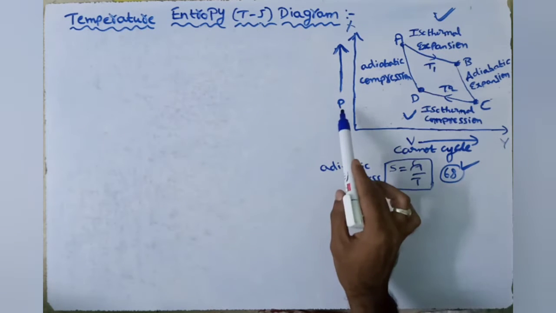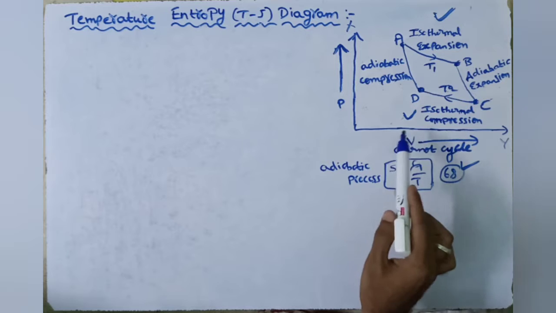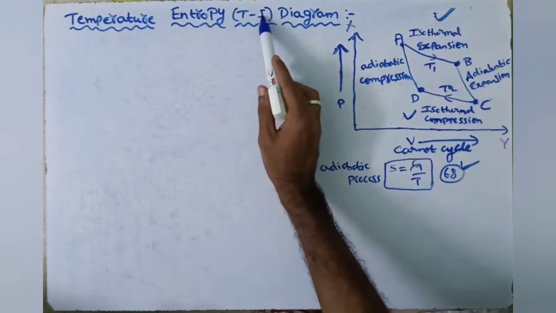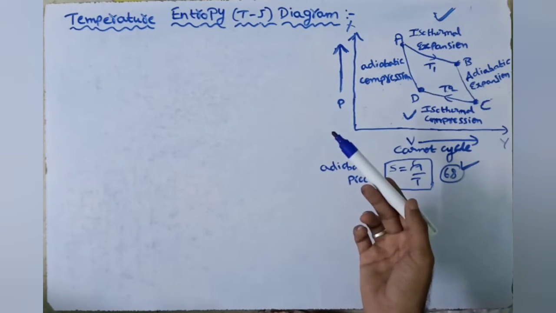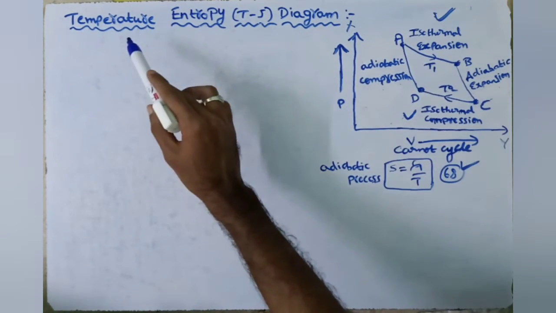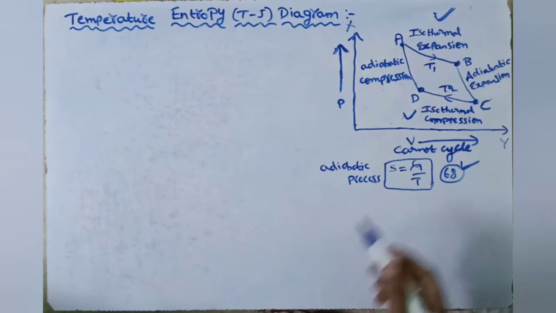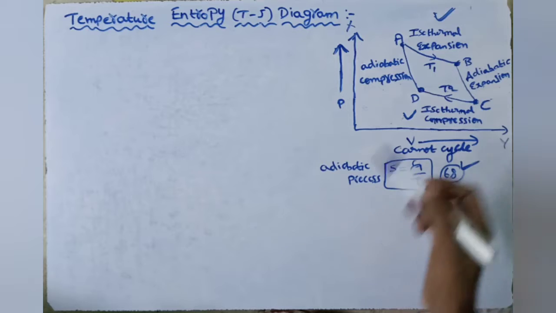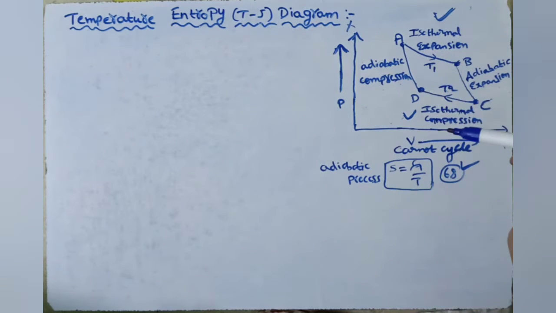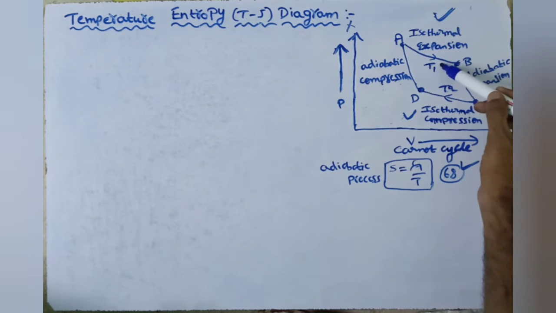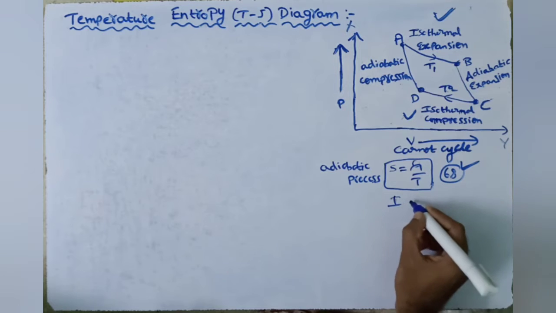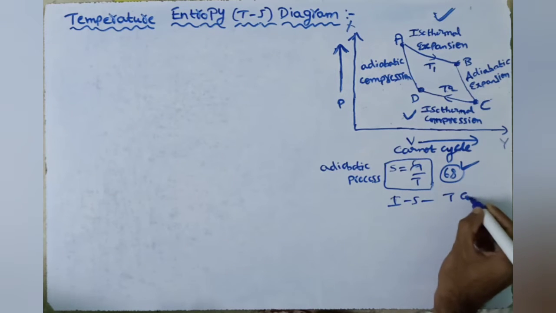Now, in the same way that we have drawn the graph between P and V, we have to draw the graph between T and S. That graph diagram is known as the entropy temperature diagram. Now we have to observe how entropy is changing in all four processes. In the isothermal process, temperature is constant.